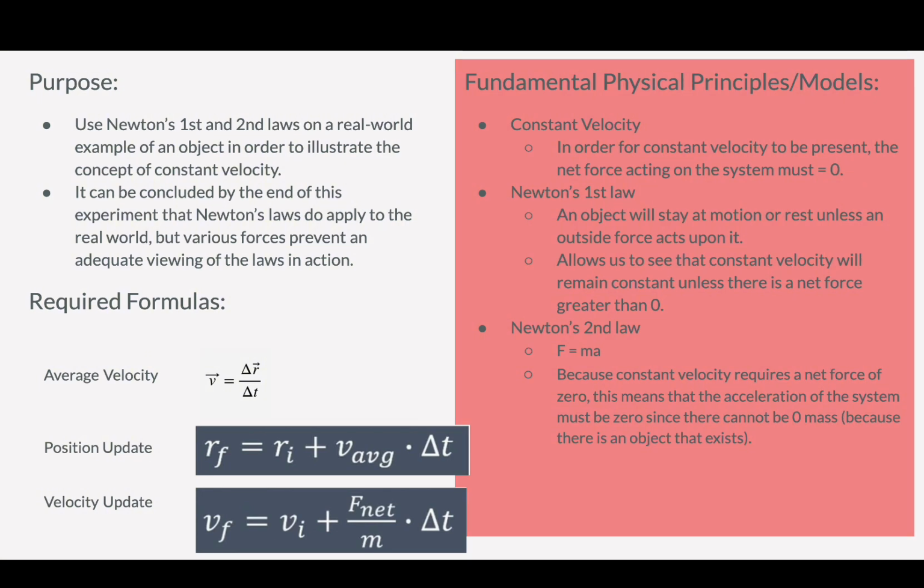Newton's second law, in simple terms, states that force equals mass times acceleration. Because constant velocity requires a net force of 0, this means the acceleration of the system must be 0, since there cannot be 0 mass. There are 3 required formulas for this lab: average velocity, position update, and velocity update. All 3 of these formulas will be used to calculate components in the computational part of the lab.